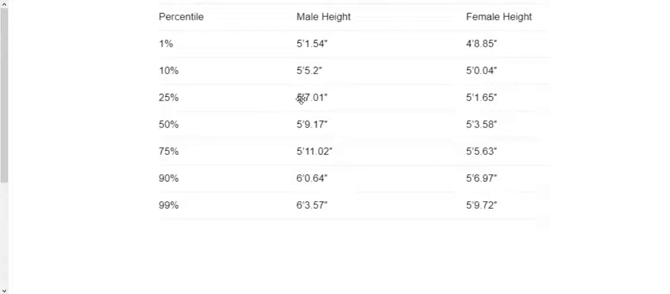If you are a 5'7" tall male, approximately, 25% of people are shorter than you. Conversely, that means 75% of males are taller than you. For a female, if you are 5 foot flat, that means you are taller than 10% of the population, and 90% of females are taller than you. So that's how percentiles work.